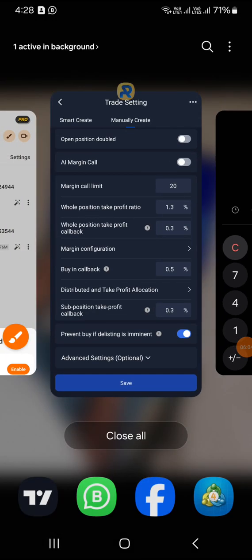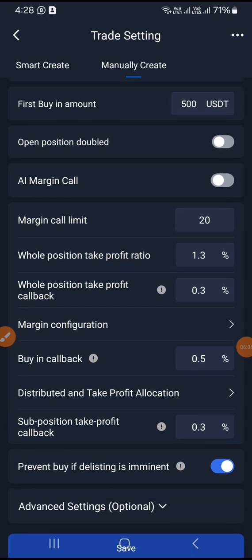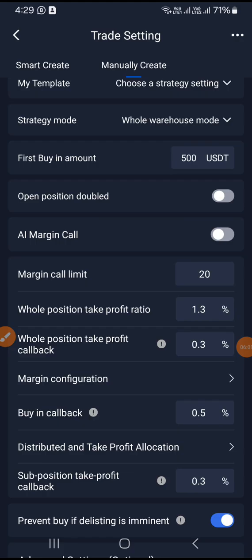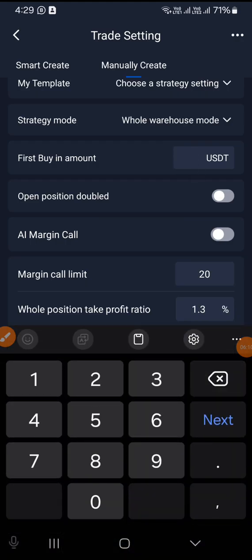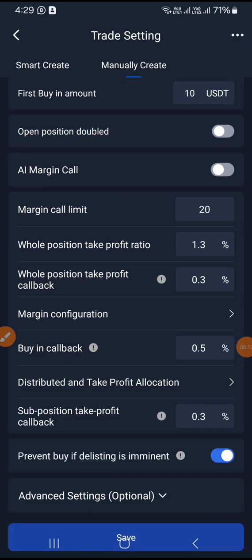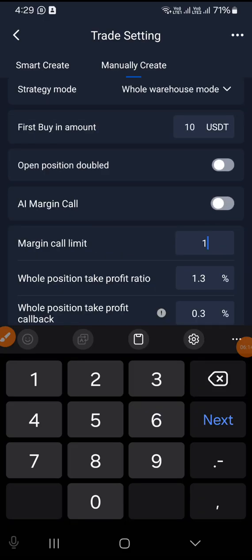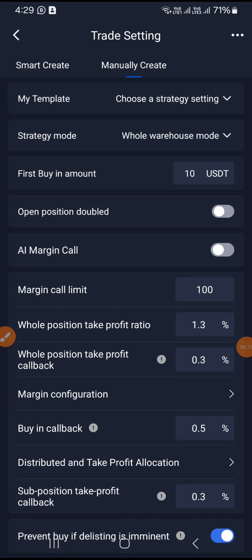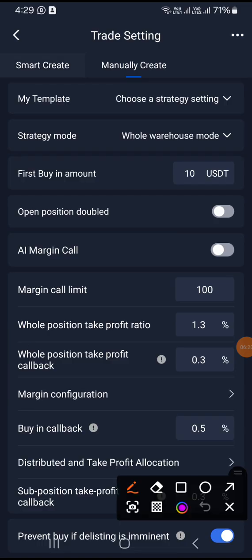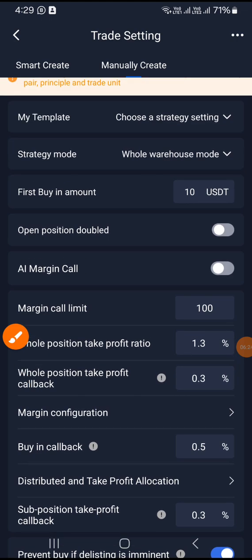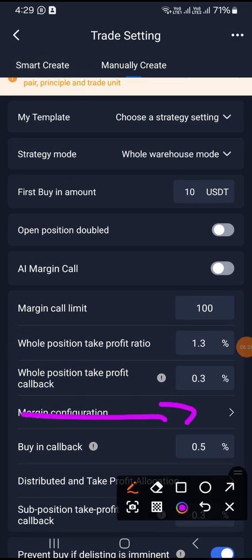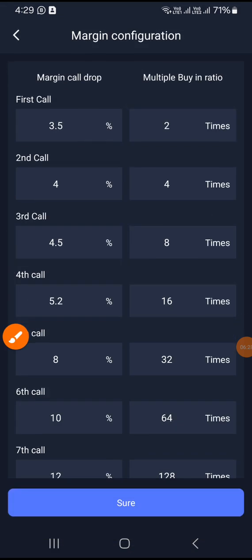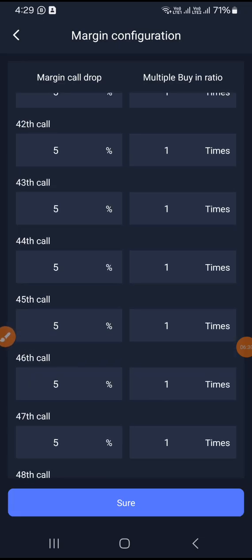Okay, then we go to our settings. We say our first buying amount is 10, and then our number of margin calls, we change it to 100. The rest here, you know. So how do you set this 100 inside? Now we are going there. So margin call configuration here, we go. So we have 100 margin calls.